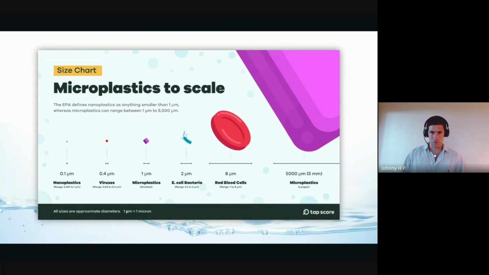So on the right side of your screen, you see the 5,000 micrometer, 5 millimeter, and 8 micron size microplastics, which are to scale on the screen.